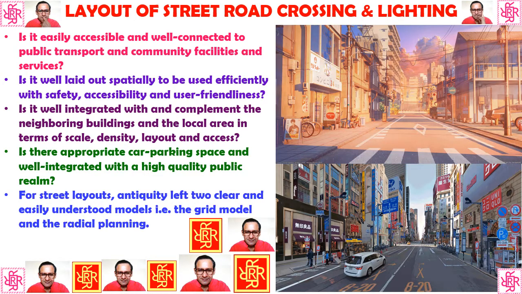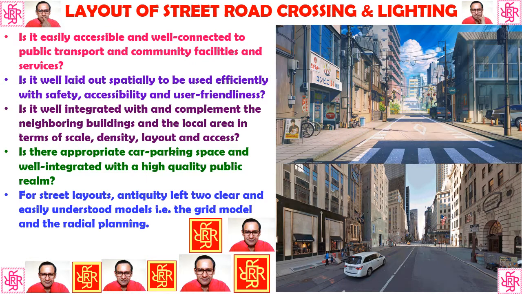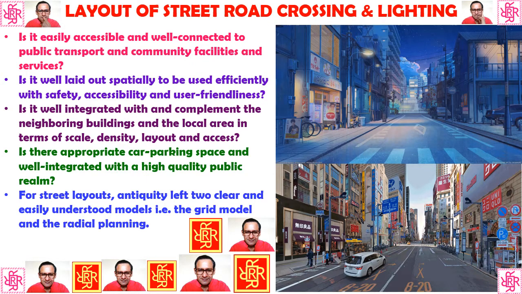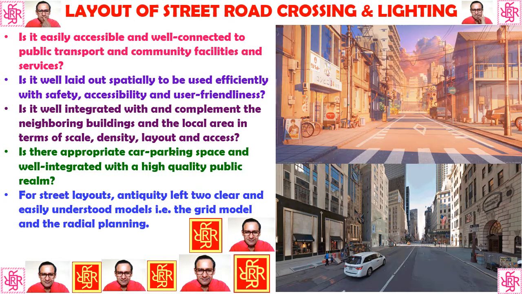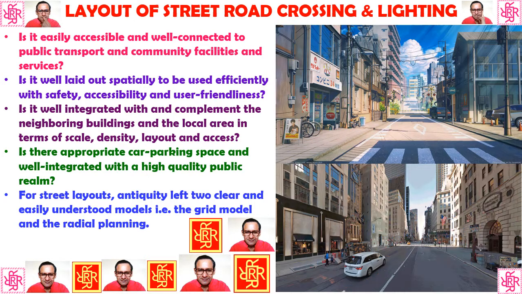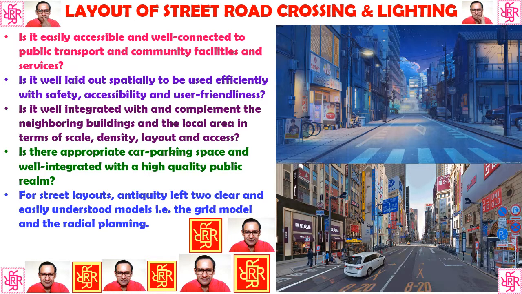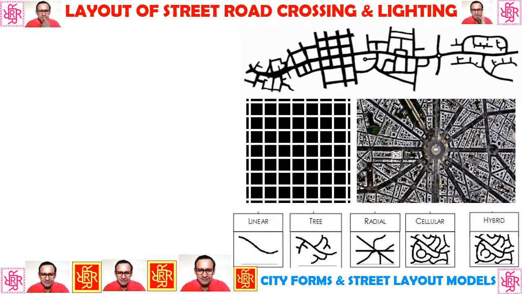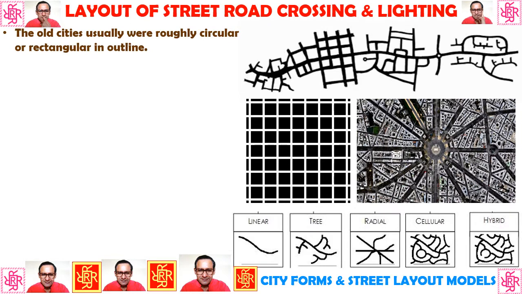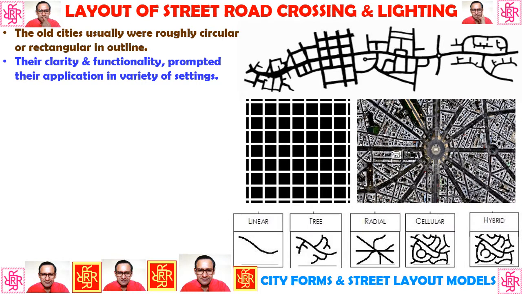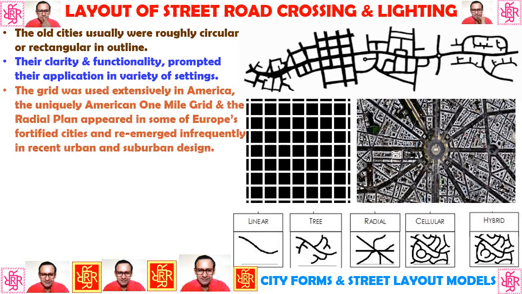For street layouts, antiquity left two clear and easily understood models. First is the grid model. We design the streets in a grid. And then there's the radial model. You already know about the grid and radial model. Let's look at the different layouts around the world. The old cities usually were roughly circular or rectangular in outline. Their clarity and functionality prompted their application in a variety of settings.